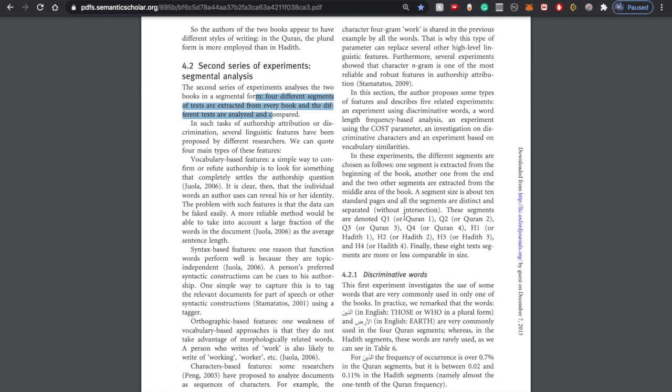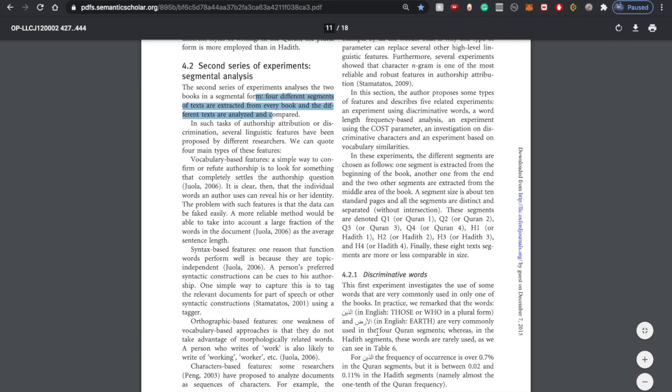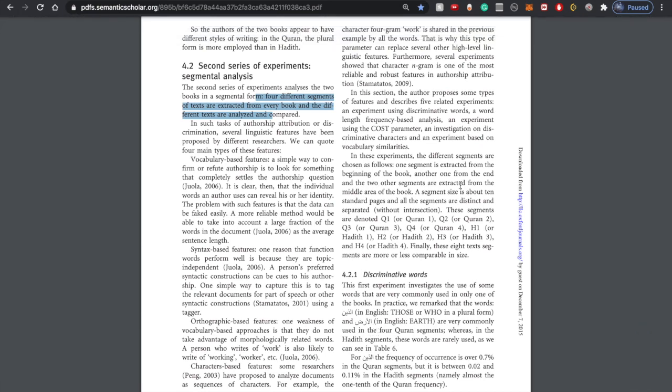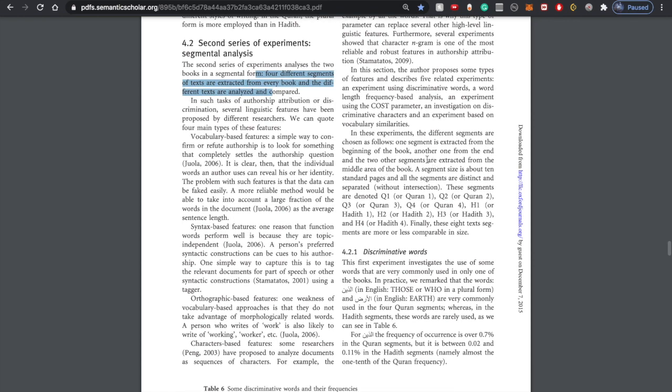Point is, we have 4 different segments of each text. So we have Q1, Q2, Q3, Q4. Those are 4 different texts from the Quran, and then we have H1, H2, H3, H4. Those are the 4 different texts of the Hadith. In terms of the Quran, and by the way, these segments again are of similar length. They're from the beginning of the book, another from the end, and then 2 from the middle. The segment size is about 10 standard pages, and all the segments are distinct and separated without intersection.